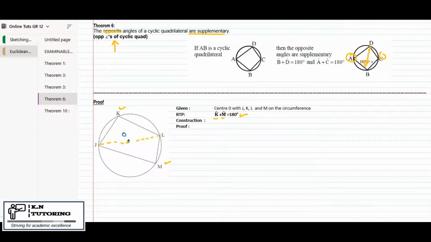We join these with radii, so that we know that this radius is equal to that radius. Not that it's going to be important for this proof, but just for you to take note. Now that I've divided this cyclic quad into 2 triangles, I can rename this angle O1 and angle O2. So we are coming to the proof. I've done the construction. So what are we going to say? We will realize that I've got a triangle that is like this.